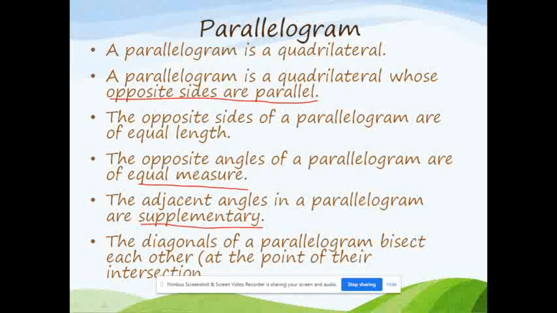Then the next point, diagonals of a parallelogram bisect each other. Last class we discussed diagonal. Diagonal is the line segment which connects opposite vertices of a given shape. A vertex is the joining point of two arms of the shape, the common point of two sides. Okay, children.